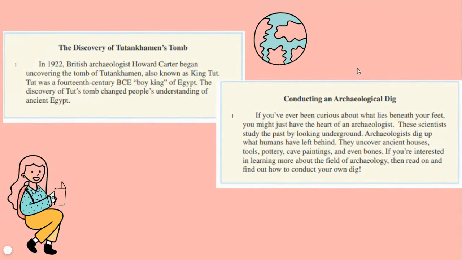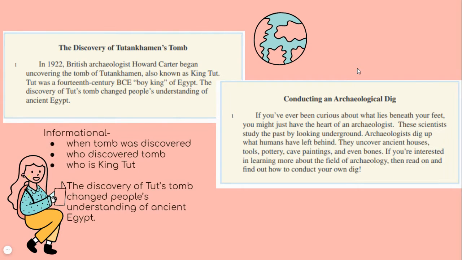Let's take a moment to look at the structure of each text. Both excerpts present facts about a topic. Look at the first paragraph of an informational text about the discovery of King Tut's tomb. It includes facts about when the tomb was discovered, who discovered it, and who King Tut was. Notice the last sentence. What does the author want us to know about the discovery? The discovery changed our understanding of ancient Egypt.